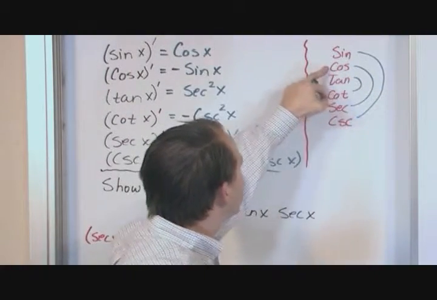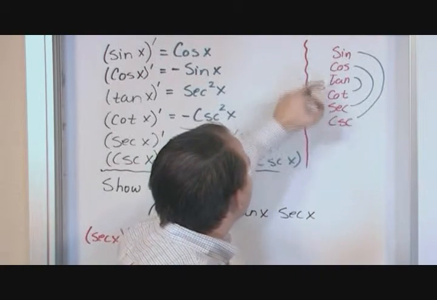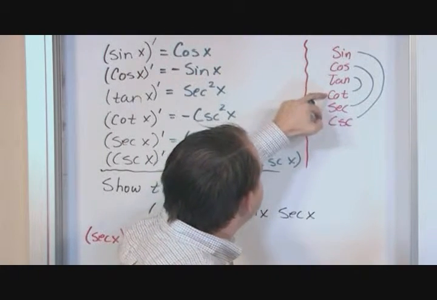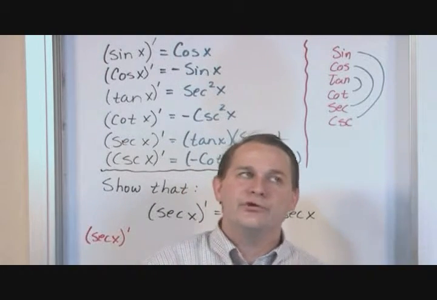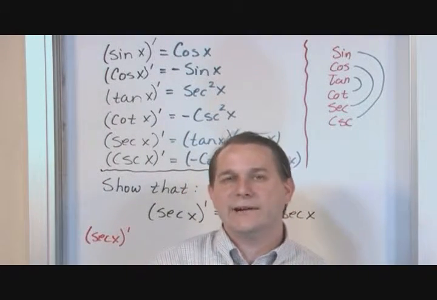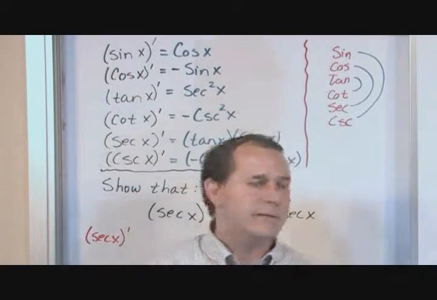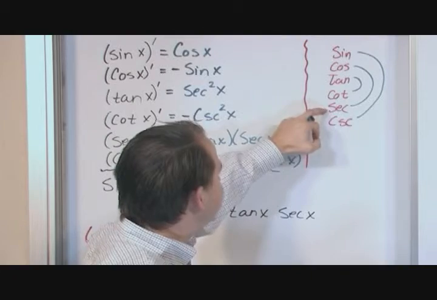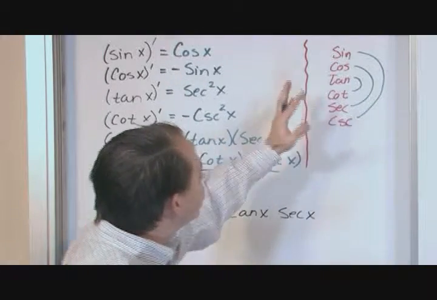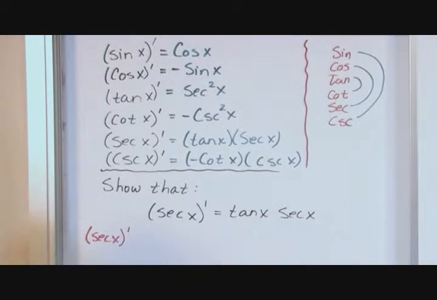Secant is 1 over cosine. Cosecant is 1 over sine. Cotangent is 1 over tangent. That is what this little mnemonic does for you. It tells you those fundamental identities that you'll find in any trig book without actually having to memorize them. All you have to do is write them down in order: sine, cosine, tangent, cotangent, secant, cosecant. Draw the rainbow, you'll immediately know how to write them.